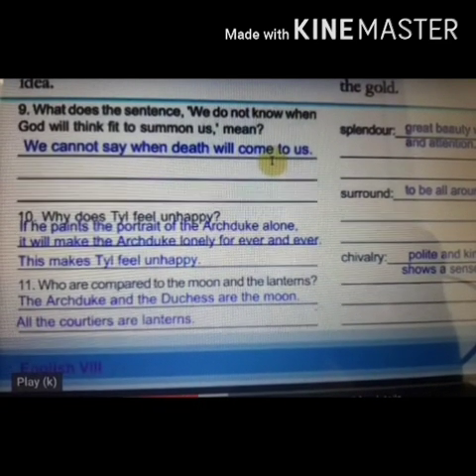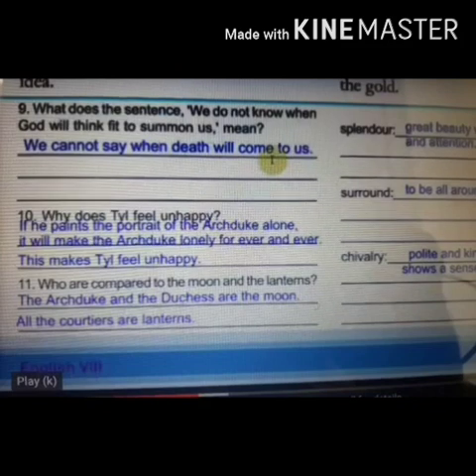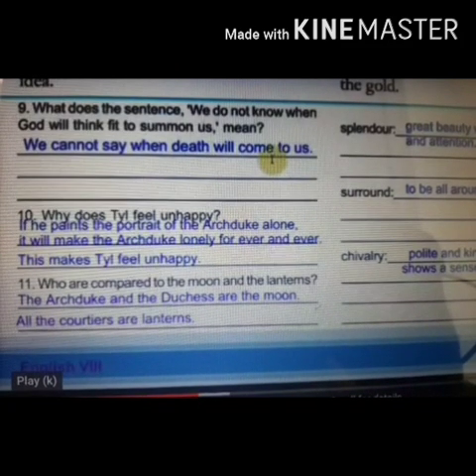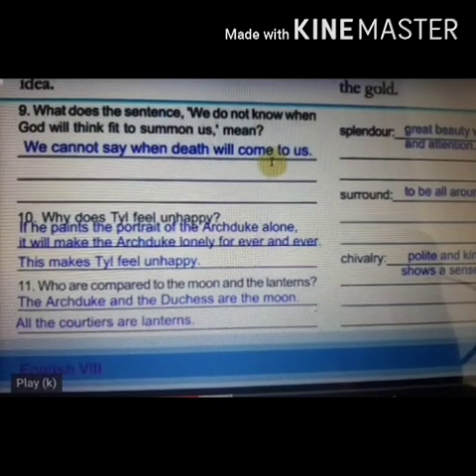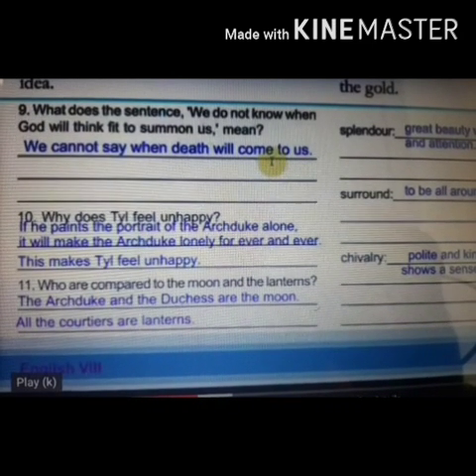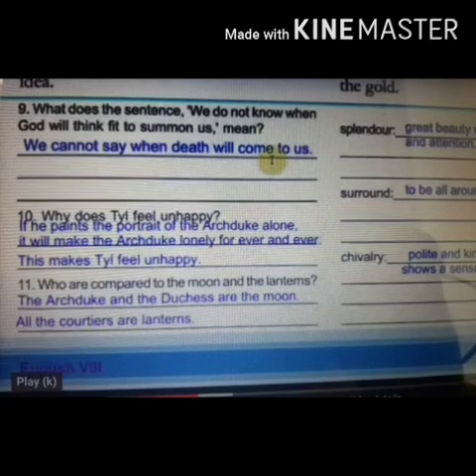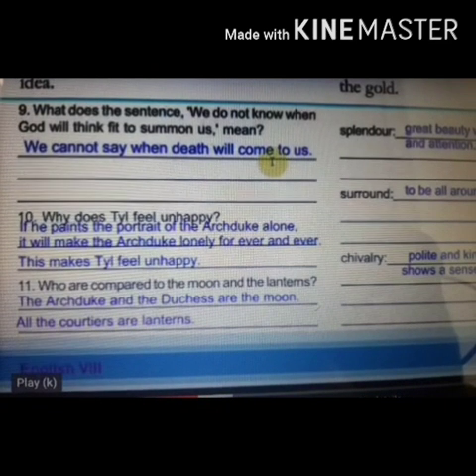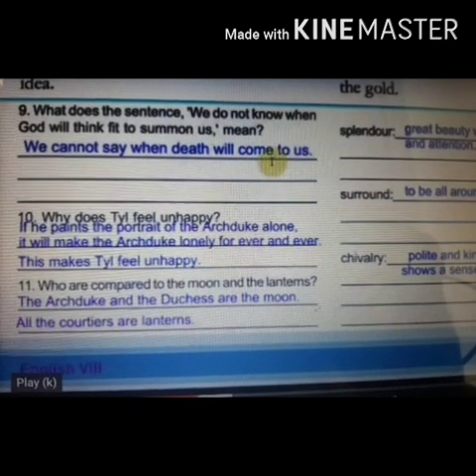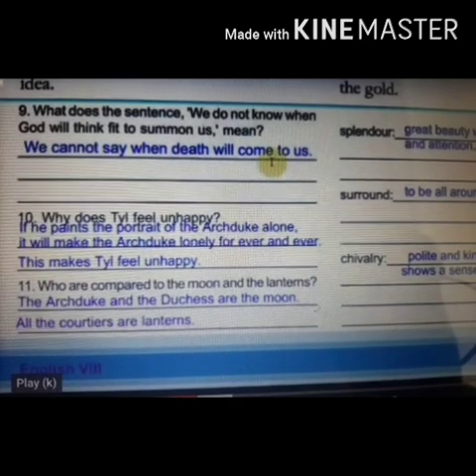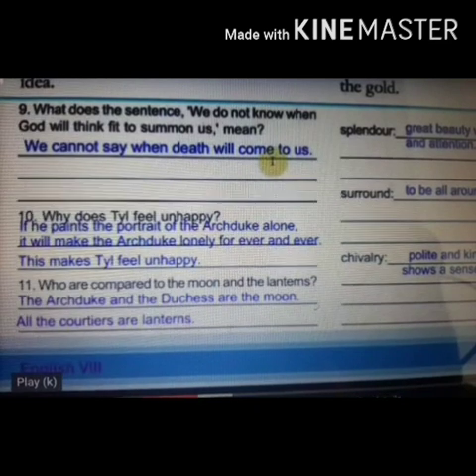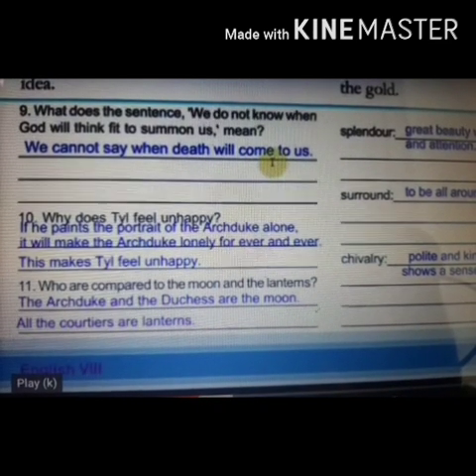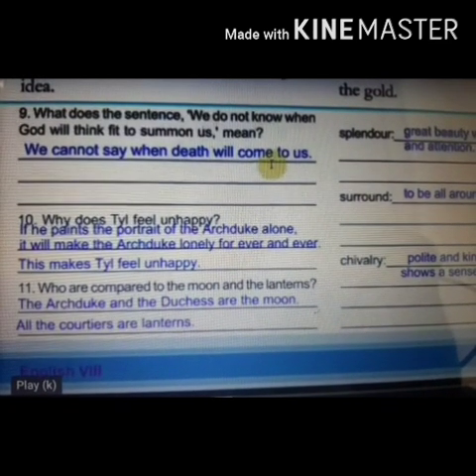Question number 10. Why does Till feel unhappy? If he paints the portrait of the Archduke alone, it will make the Archduke lonely forever and ever. This makes Till feel unhappy. Question number 11. Who are compared to the moon and the lanterns? The Archduke and the Duchess are the moon. All the courtiers are lanterns.